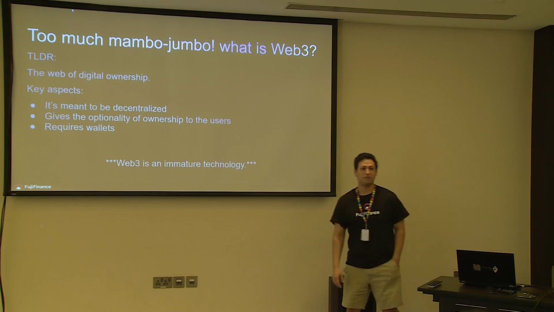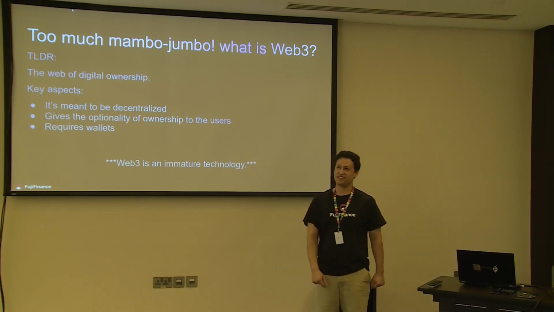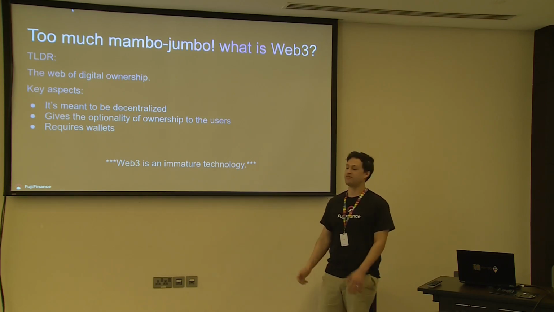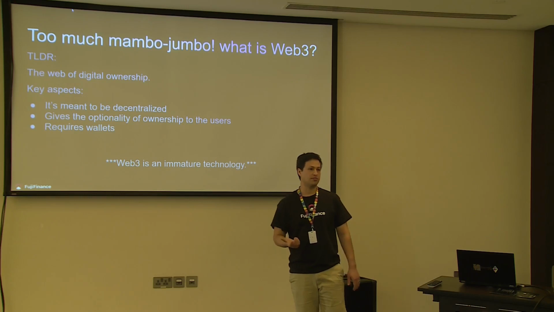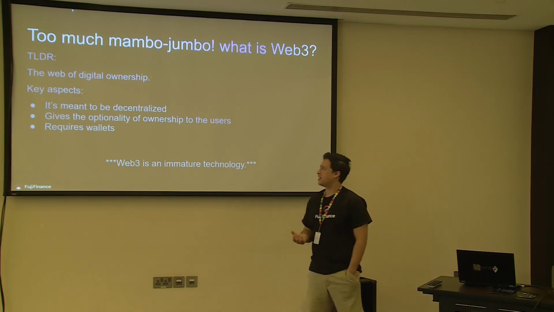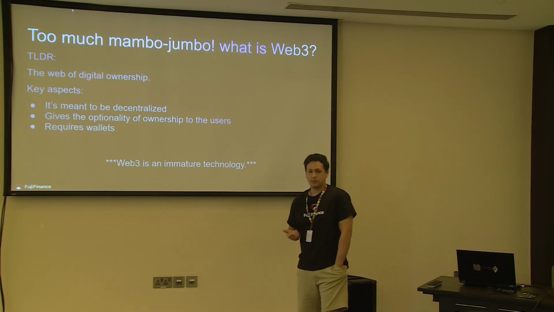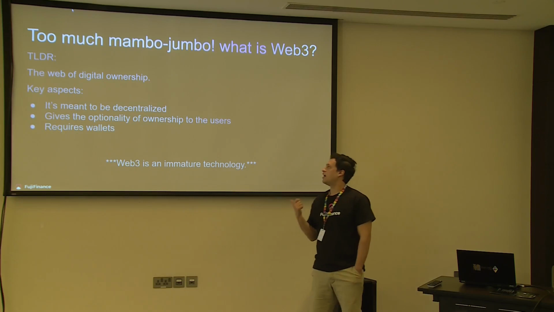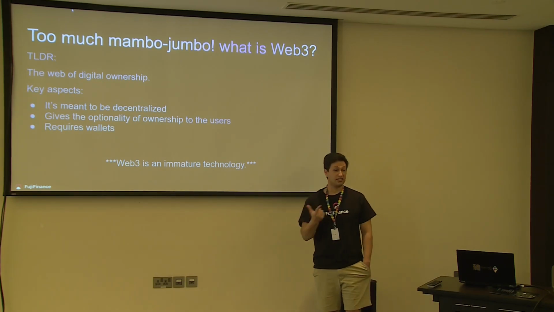So just to summarize, it was a bunch of words to explain what is Web3, right? But essentially, it's the web of digital ownership. I think that's a really good way to summarize it. And the key aspect of it is that it's meant to be decentralized. It's meant to be an option. I think this is very important.